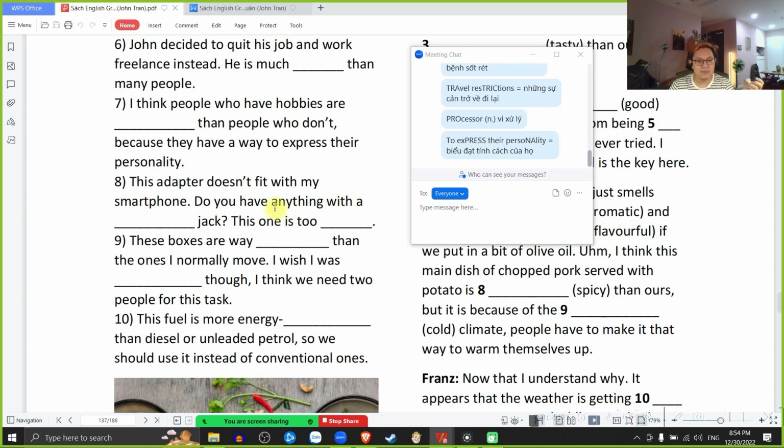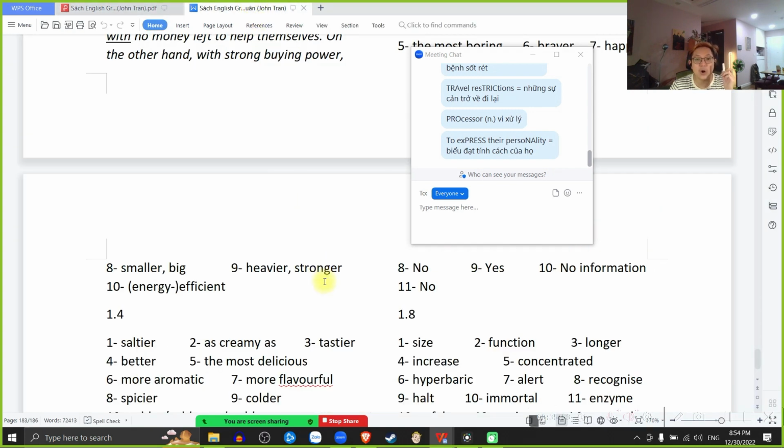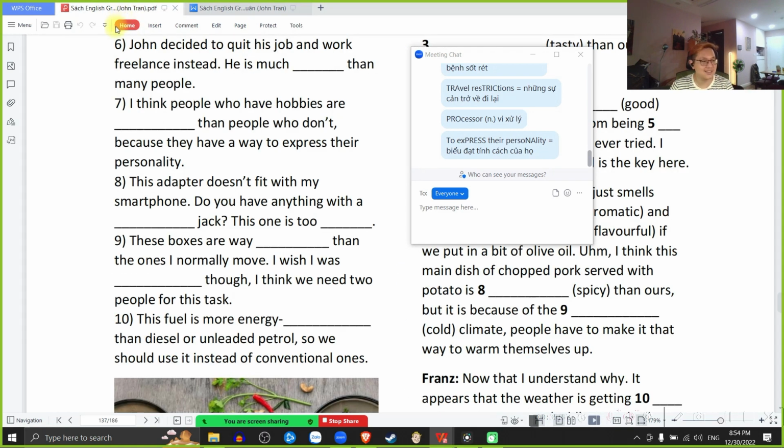These boxes are way heavier than the ones I normally move. I wish I was stronger though. I think we need two people for this task.